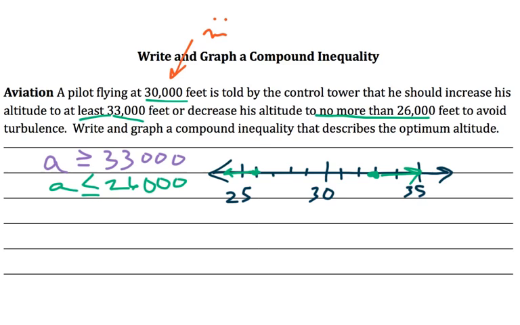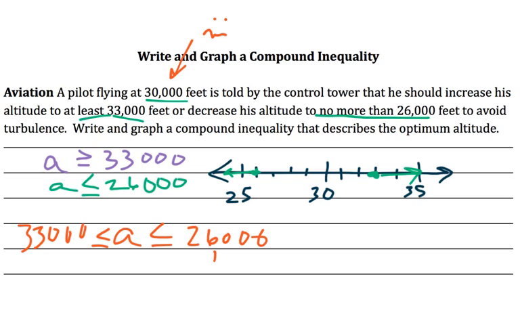And the hope is to be able to write this in one single statement, but let's look what happens when I try to write these together. So I'm going to use red. So let's see, A is less than or equal to 26,000, but then I also want A to be greater than or equal to 33,000. And this is a problem.